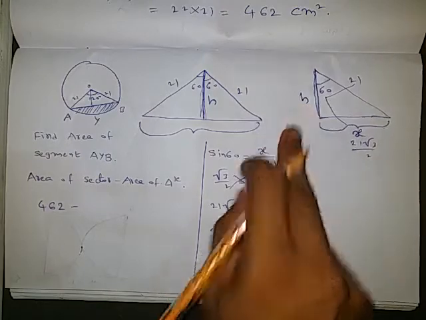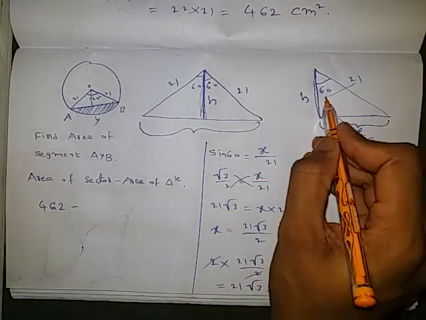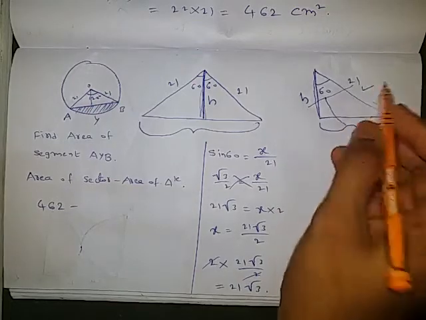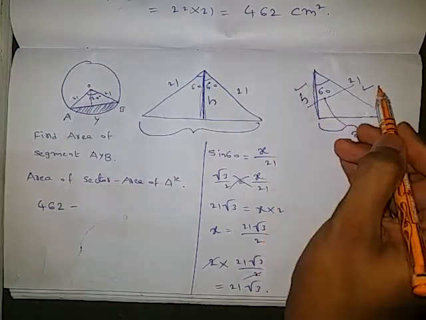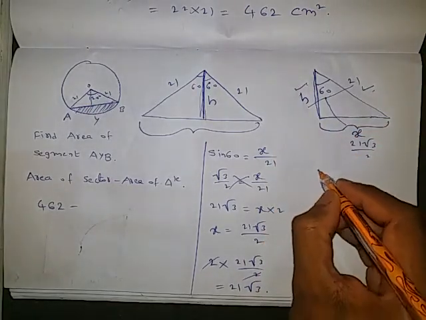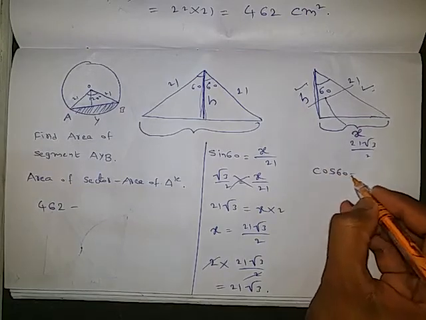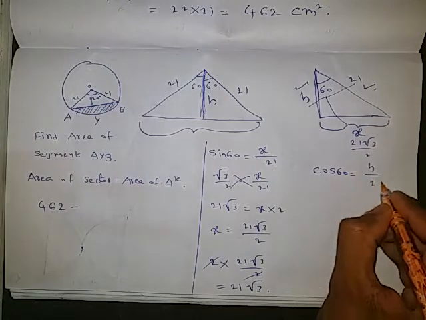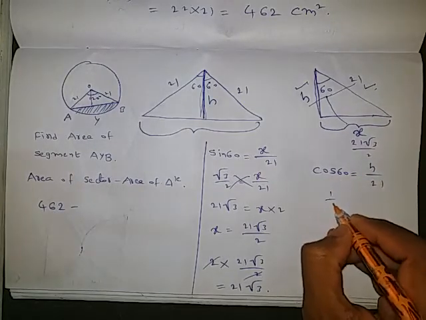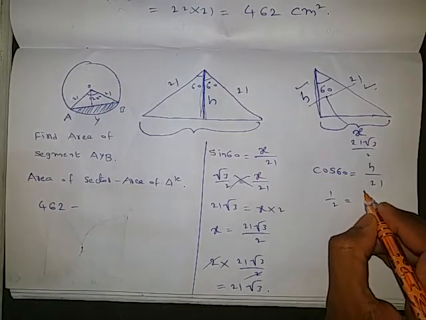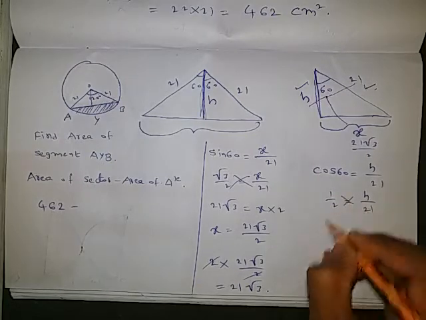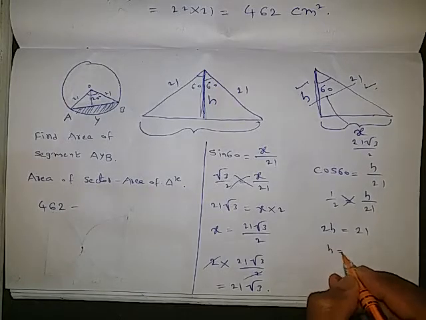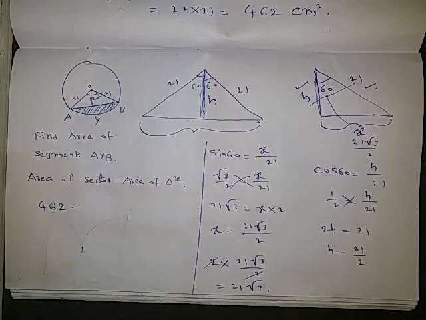Next let us find out the height then. Here the angle is there, this will become adjacent. Here hypotenuse is there. Angle, hypotenuse, adjacent: cos 60 is equal to adjacent, h, by hypotenuse, 21. Cos 60 is 1 by 2, which is equal to h by 21. Cross multiply, 2 into h is equal to 21. So h is equal to 21 by 2.